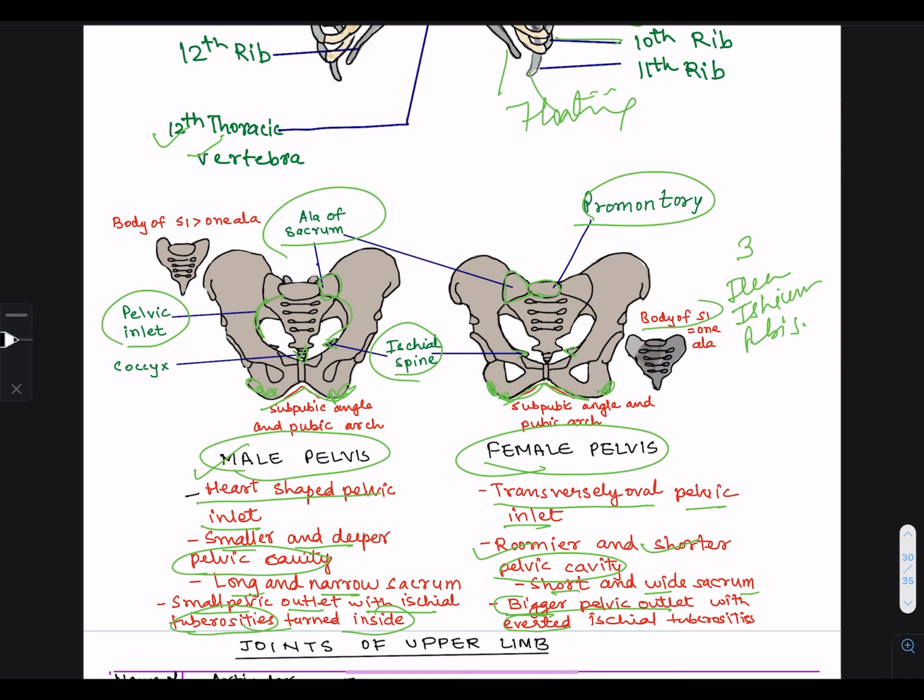The body of S1 is equal to 1 ala. This is the ala of sacrum, and here the body of S1 is more than 1 ala. This is also one of the differences between male and female pelvis. The body of S1 is equal to 1 ala in male and more than 1 ala in female.